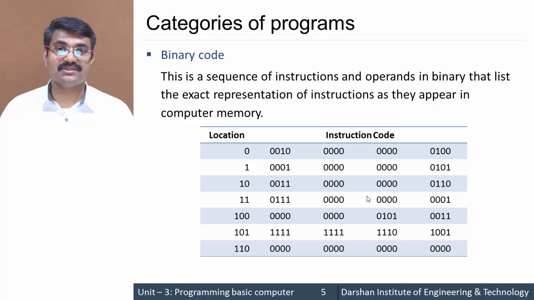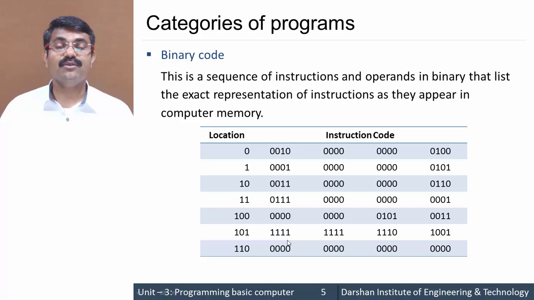Now, as you can see in this table, the location number is in binary, that is the 0th location of memory stores this particular instruction code, that is 0010, 0000, 0000, 0100. Then location number 1 stores another instruction. Then location number 10, that is 2, stores another instruction. So this is how the program is written.